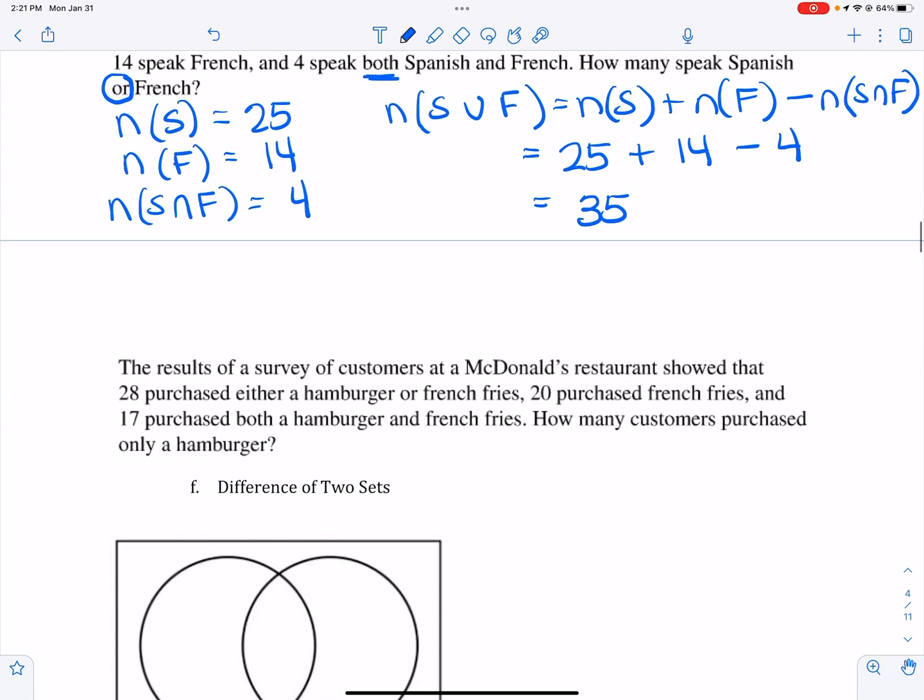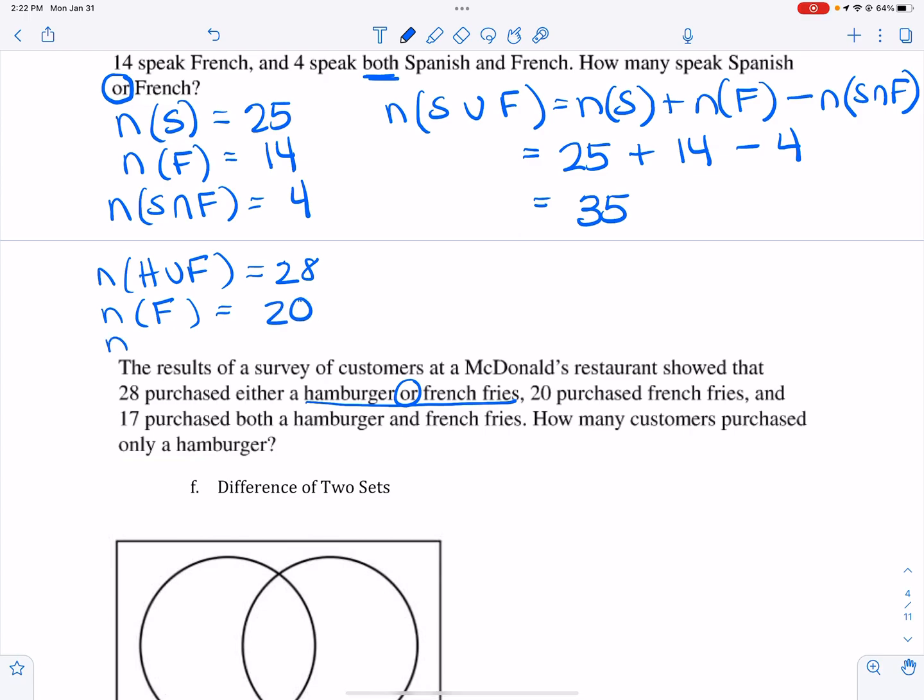Okay, now sometimes they mix it up, and when they mix it up, we're going to just make sure we know what we're looking at. So I'm going to say, okay, we've got hamburger, French fries. So the number that purchased a hamburger or French fries is 28. The number that purchased French fries only is 20. And the number of people that purchased hamburgers and French fries is 17. We are looking for the number of people that purchased a hamburger.